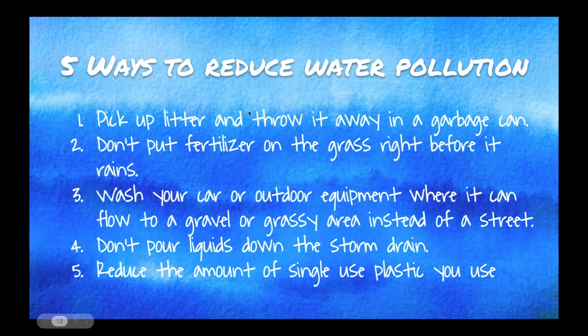And then also I added reduce the amount of single-use plastic you use, because we know all that plastic, like I mentioned earlier, is kind of stacking up and polluting our water systems, especially like in the ocean. So try to reduce the amount of single-use plastic.